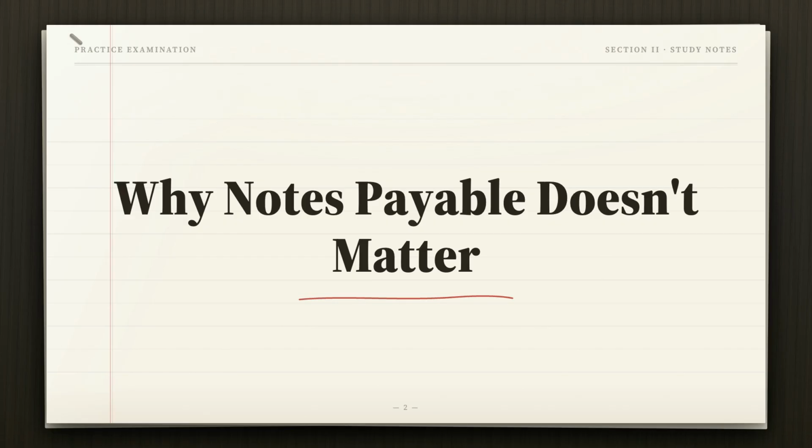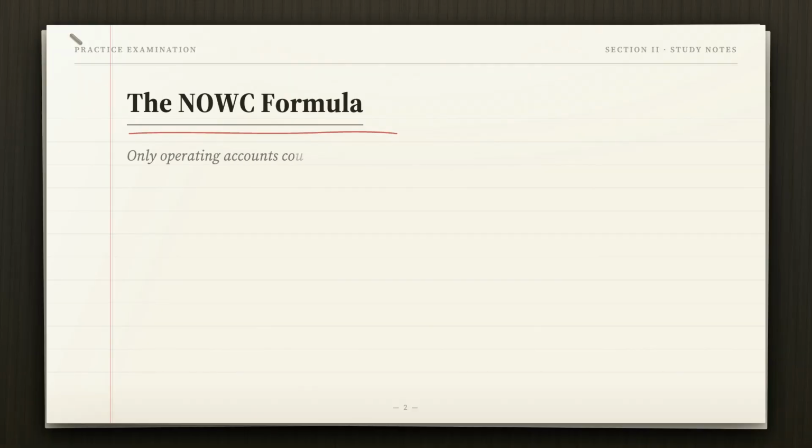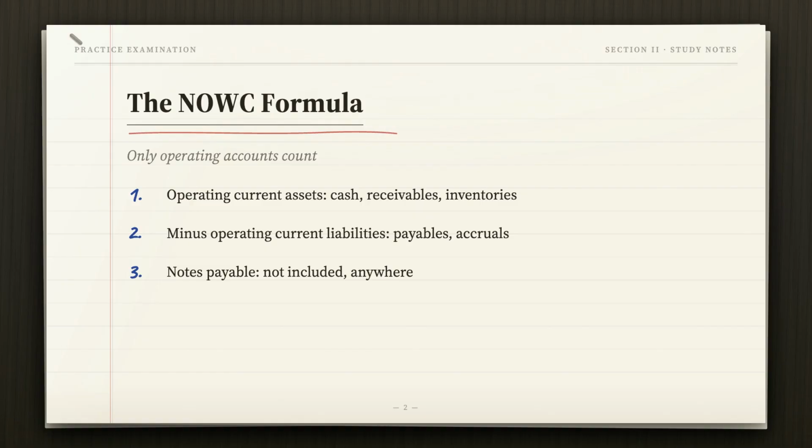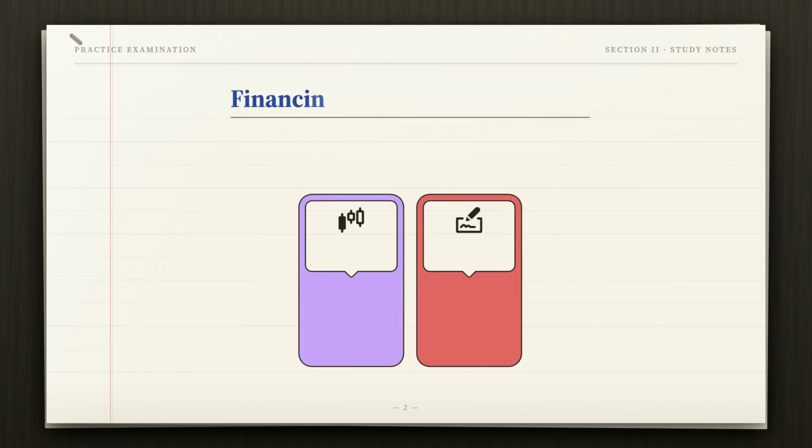A company can borrow a huge amount on its bank line, and its net operating working capital won't move at all. That's not a quirk. It follows directly from what the formula was built to measure. Net operating working capital is operating current assets minus operating current liabilities. Operating current assets are cash, receivables, and inventories. Operating current liabilities are accounts payable and accruals. Notes payable appears nowhere in that expression, because bank borrowing is a financing decision, not an operating one.